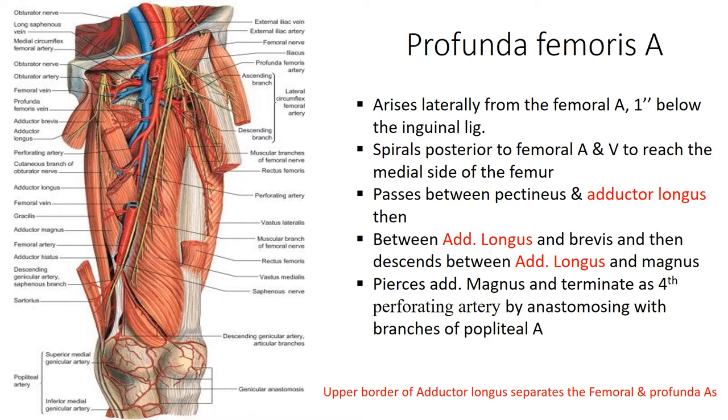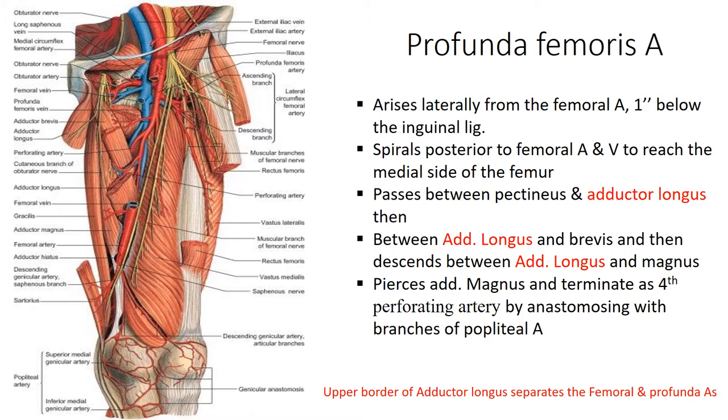The profunda femoris arises laterally. Generally it arises laterally from the femoral artery 1 inch below the inguinal ligament. That means when the femoral sheath has disappeared, at that very moment the profunda femoris branches off. Now it spirals posterior to the femoral artery and vein to reach the medial side of the femur. From this lateral portion, it moves medially, spiraling medially.